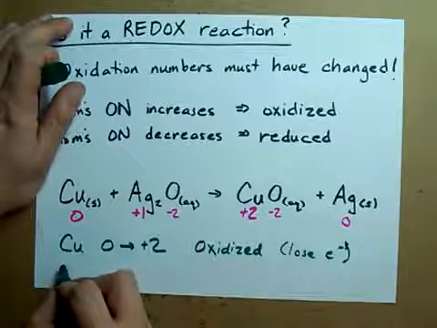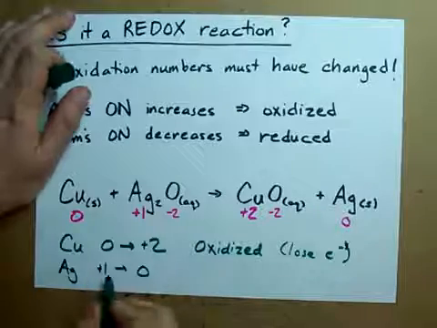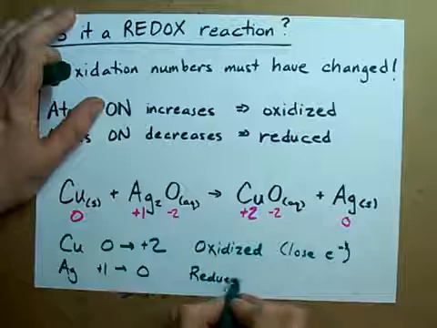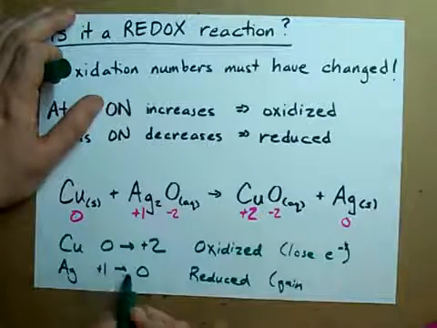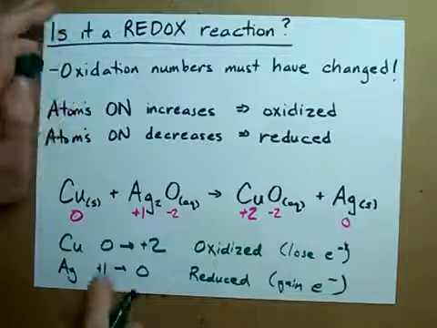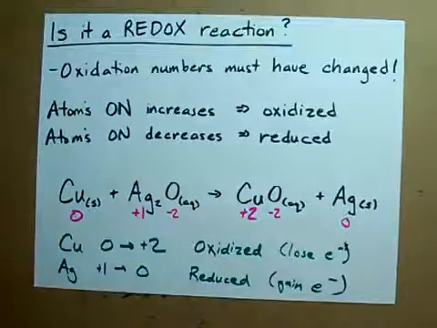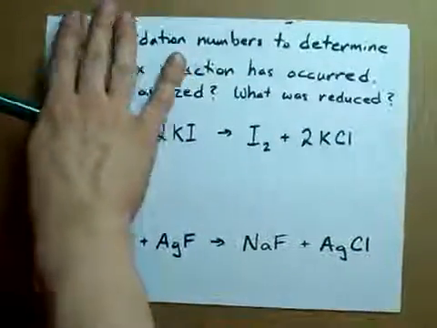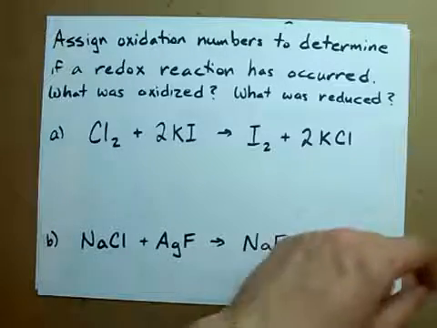Anyways, silver, you'll notice, went from +1 down to 0. It decreased, and so silver is the thing that was reduced. And if you went from a positive down to 0, you must have added some negatives or gained electrons. A typical question you'll see in this kind of thing is: assign oxidation numbers to determine if a redox reaction has occurred. What was oxidized and what was reduced?